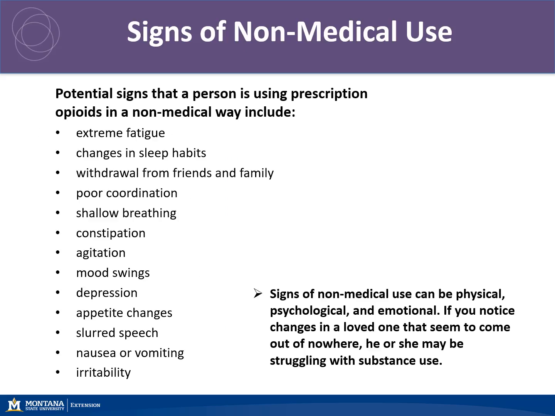Potential signs that a person may be using prescription opioids in a non-medical way include extreme fatigue, changes in sleep habits, withdrawal from friends and family, poor coordination, shallow breathing, constipation, agitation, mood swings, depression, appetite changes, slurred speech, nausea or vomiting, and irritability. As you can see, these signs can be physical, psychological, or even emotional. If you do notice changes in a loved one that seem to come out of nowhere, he or she may be struggling with substance use.